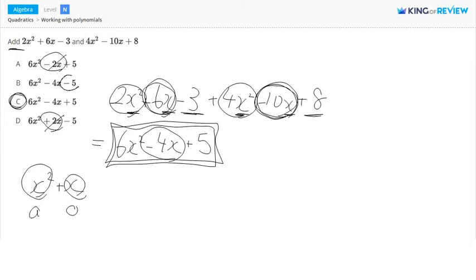What about option B? Option B says negative 5. Well, we do have a 3 and an 8, so it does add up to a 5, but not a negative 5, but a positive 5, because it's negative 3 plus 8. That's why this is wrong. And therefore, for this question, the answer is C.